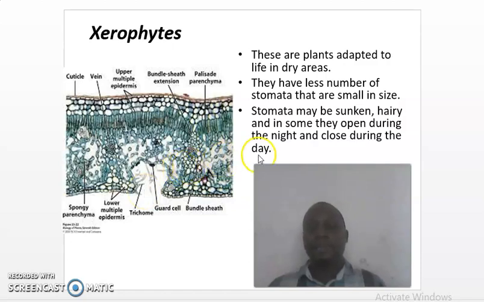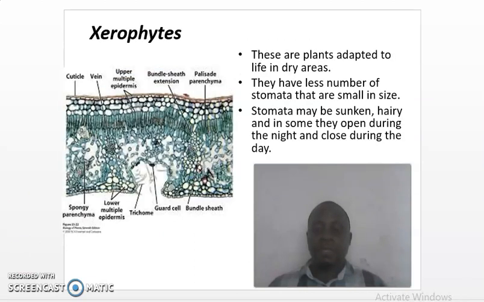And in some cases, stomata open during the night and close during the day. During the night, the temperature is low. During the day, the temperature is very high. So when the temperature is low, the stoma opens to facilitate gaseous exchange. And during the day, when the temperature is high, the stoma closes in order to prevent excessive loss of water. So that is how xerophytes are adapted to their habitat, especially as far as the stoma is concerned.